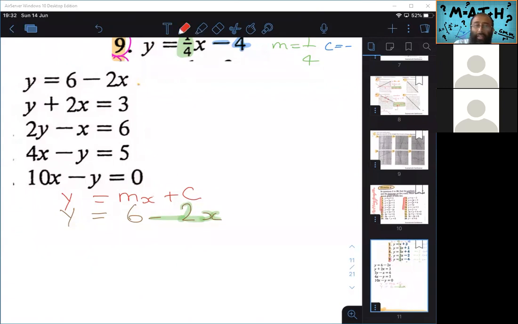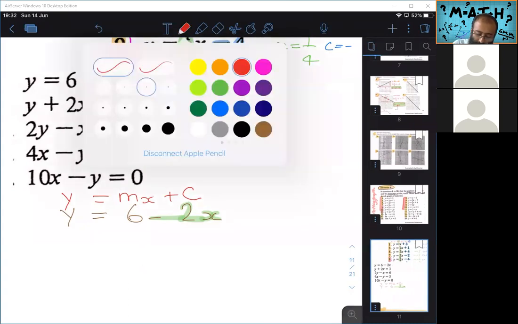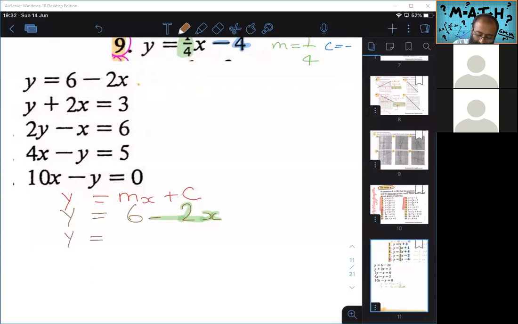So what you've done there isn't an uncommon mistake. It's a very common mistake for GCSE students to not understand that the minus belongs to the 2x. You have to move the minus with it.